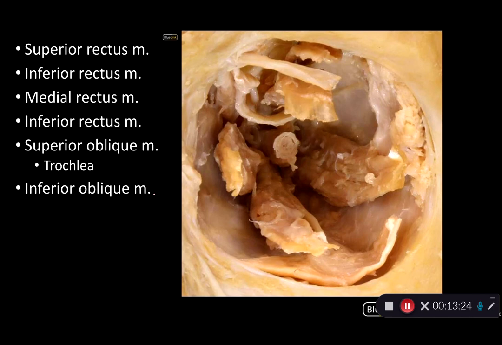Moving right along, if we were to enucleate the eye, we can still see the extraocular muscles here. So we can see here we've got Levator Palpebrae superioris. We have Superior Rectus. We have Inferior Rectus, Lateral Rectus, Medial Rectus, the tendon for Superior Oblique, and we can see the belly of that muscle there, as well as Inferior Oblique.